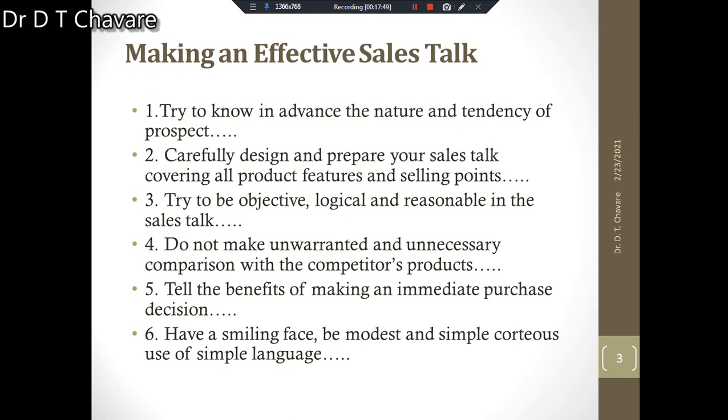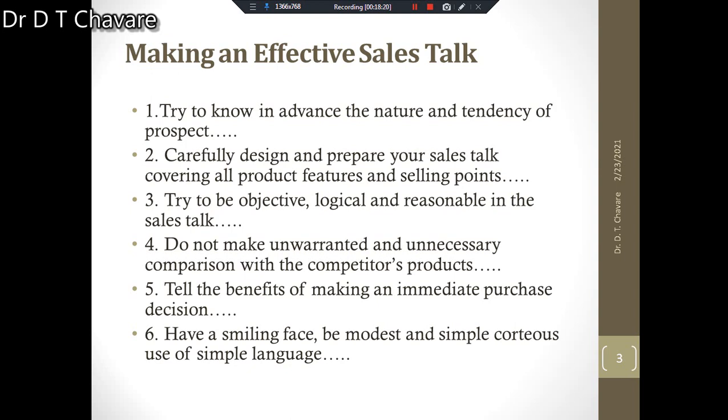Also, do not make ill remarks or cheap comments about your competitors. You should avoid such things. Don't remark cheaply about your competitors and competitive products. Then another thing: do not forget to tell the buyers the benefits of making an immediate purchase decision.